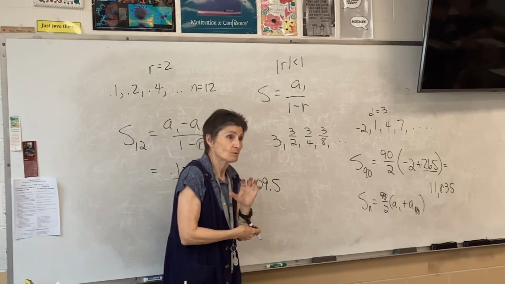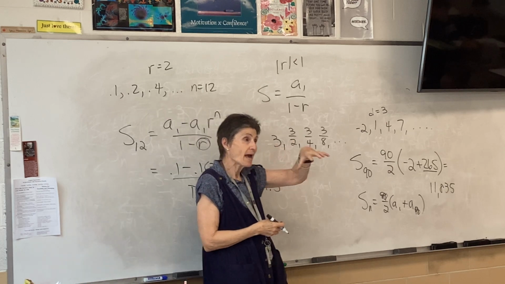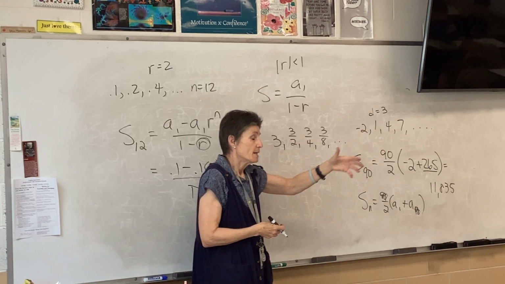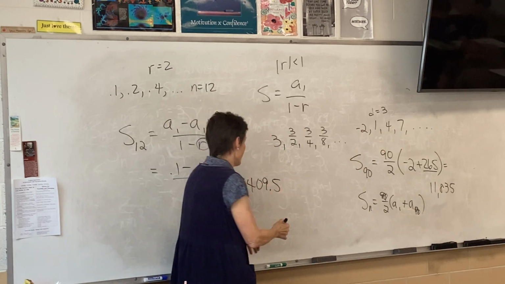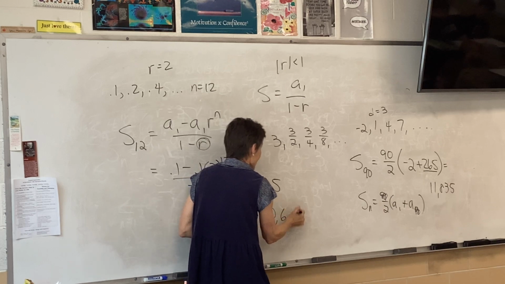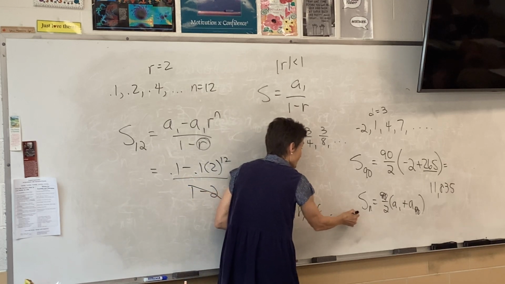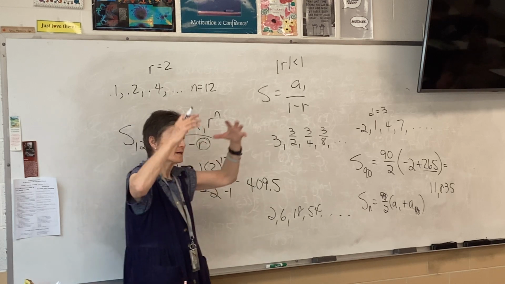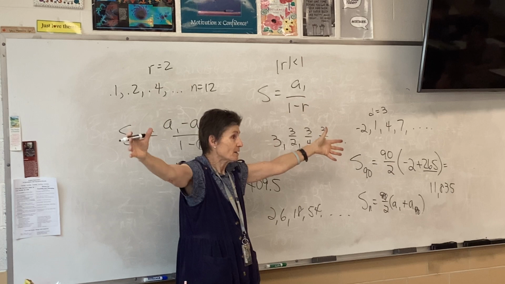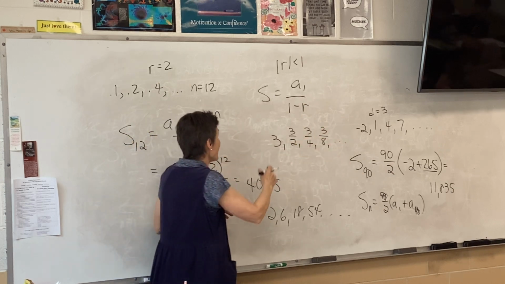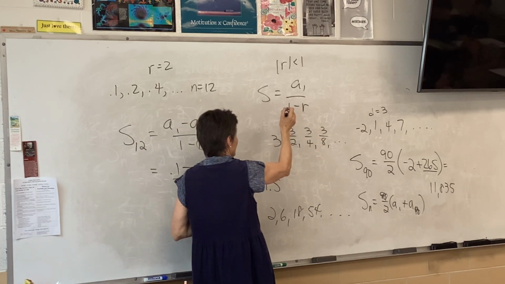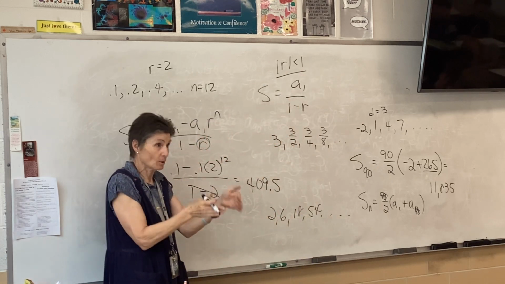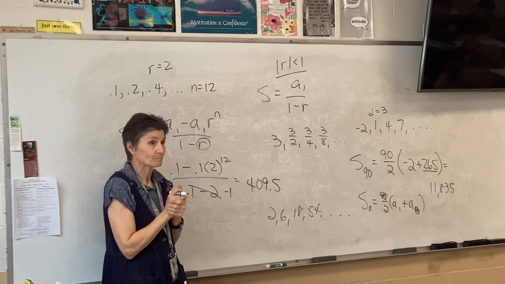Now, think about this for a second. I am asking you to add up something that goes forever and ever and ever. If the terms were getting bigger, so for example, if we had this sequence, would it be possible to add that? No, because they just keep getting bigger and bigger. The only way you can infinitely add them is if the terms are getting smaller. The number that you're multiplying by has to be less than 1.